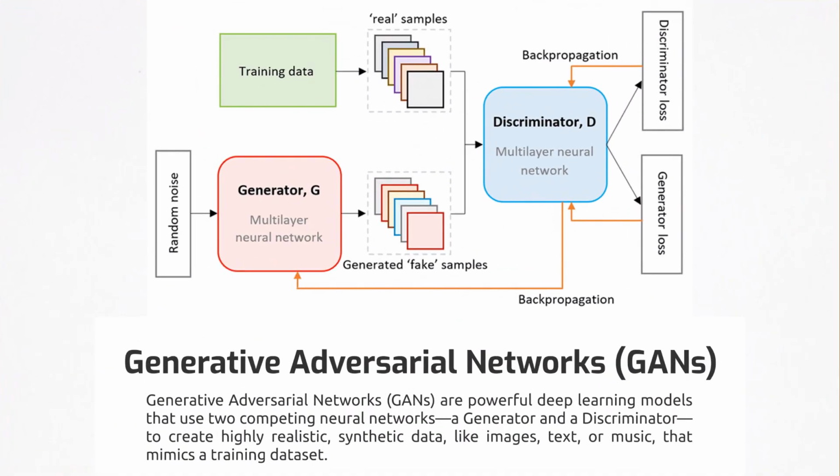Generative Adversarial Networks, GANs. This architecture is a powerful deep learning model that uses two competing neural networks, a generator and a discriminator, to create highly realistic synthetic data like images, text, or music that mimics a training dataset. GANs are widely used for image synthesis, image enhancement, deepfakes, and creative visual generation tasks where realism is critical.